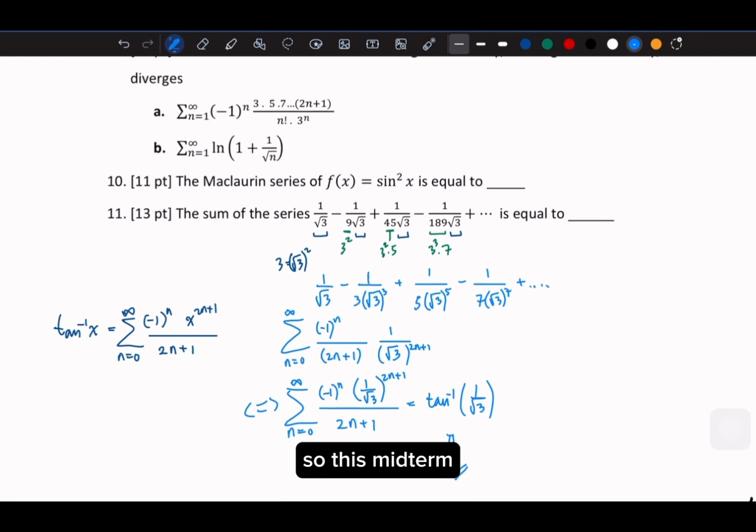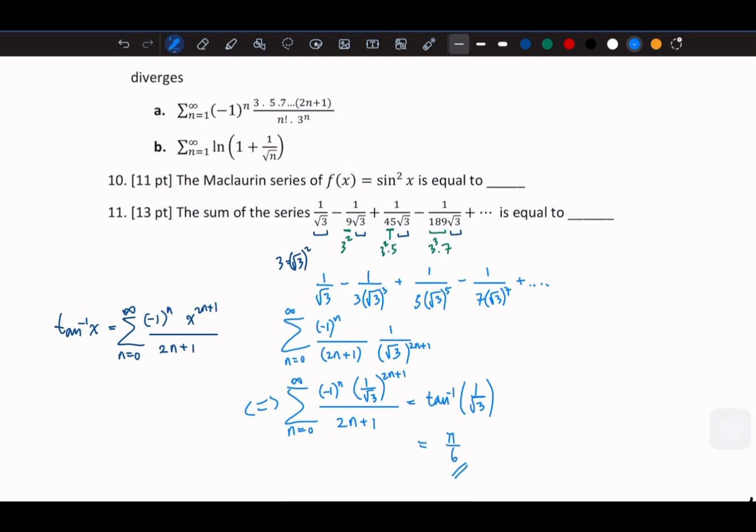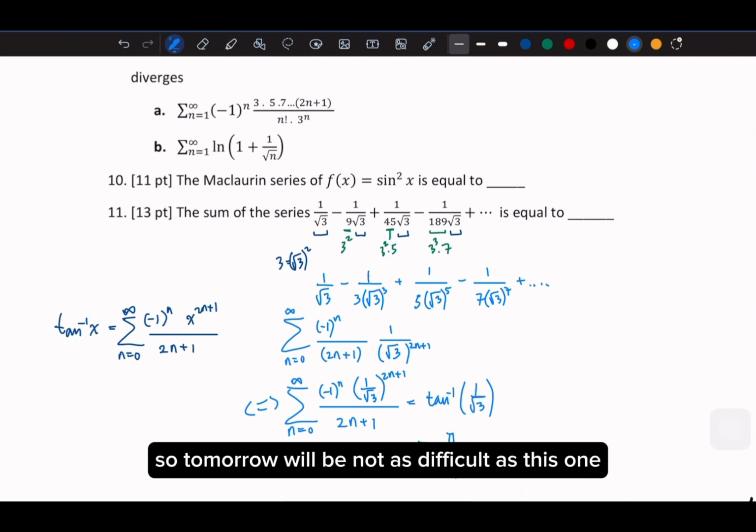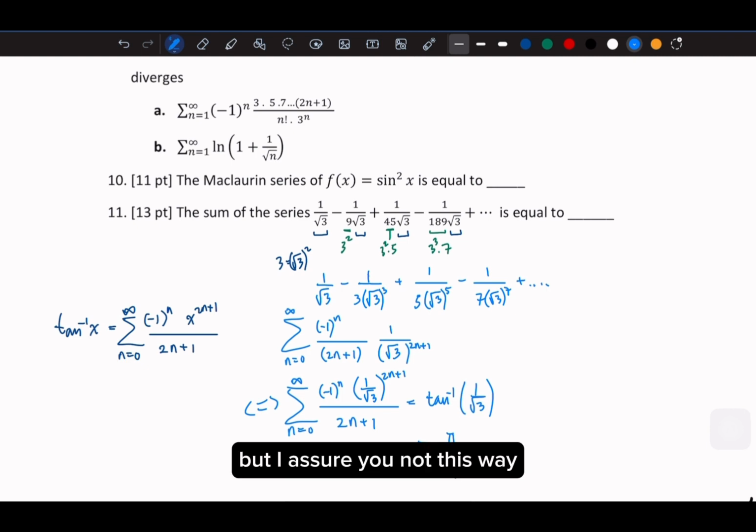So this midterm is pretty much more difficult than tomorrow. Okay? So tomorrow will be not as difficult as this one. Okay? Every professor says that. Oh really? But I assure you, not this way. Okay, not this way.